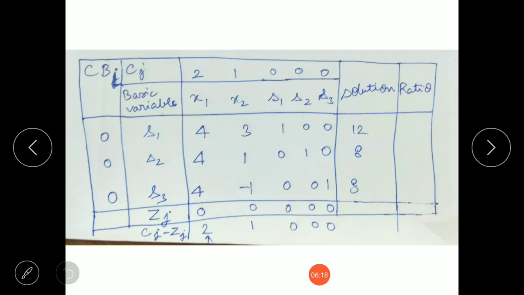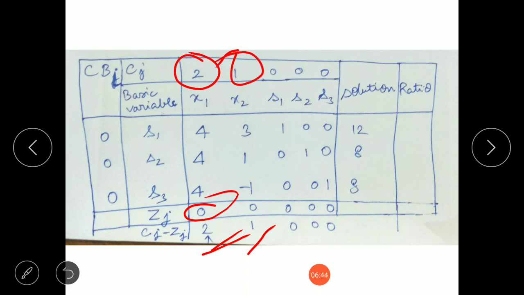The next step is finding the Cj minus Zj row. Again, how we used to find the Cj minus Zj row? Subtracting the elements of the Zj row from those of the Cj row. So for finding the first element of the Cj minus Zj row, it will be 2 minus 0. So it has come out to be 2. Similarly, for finding the second element, it will be the subtraction of this element 1 and the element 0, that is 1 minus 0, 1. In this way, we can find all the elements of the Cj minus Zj row.